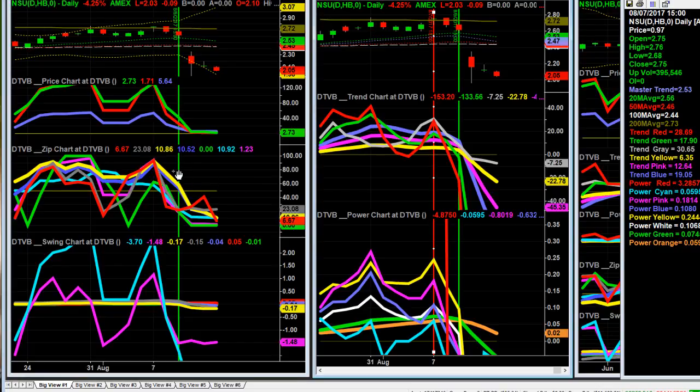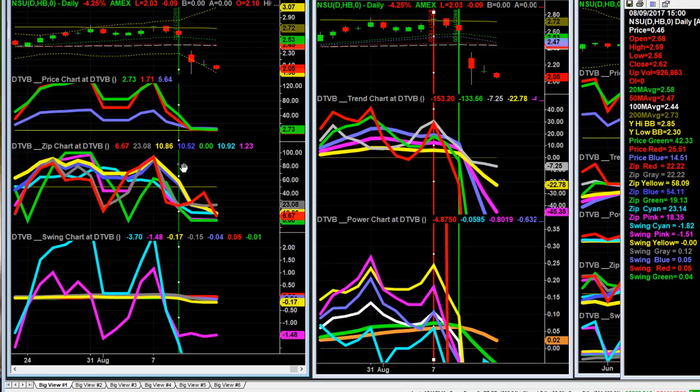One other big thing that I'll comment on the zip chart right here on the vertical green line: zip yellow and blue have gone down for 2 days, but zip yellow is at 58. And notice how far red and gray have gone down. Red is at 22.22 and gray is at 22.22. So right now red and gray are identical, but they're at 22, yellow's at 58. Now that's a pretty big difference.